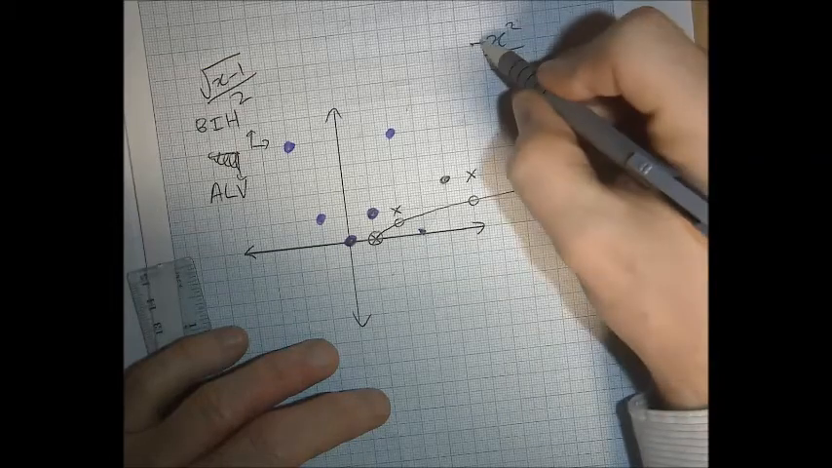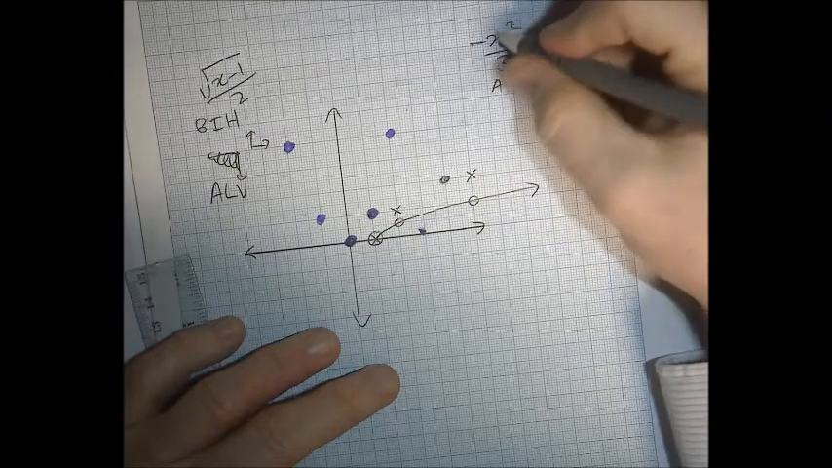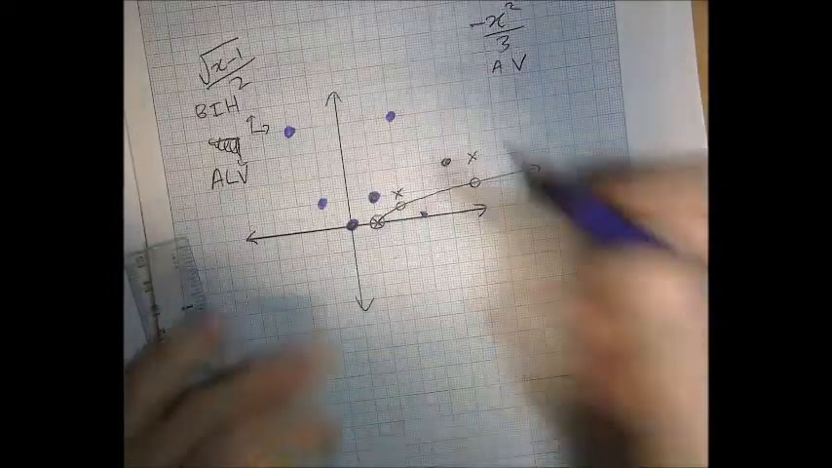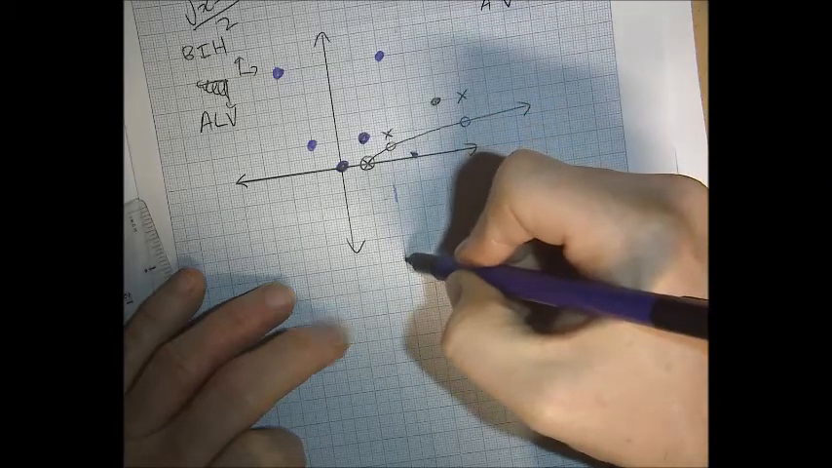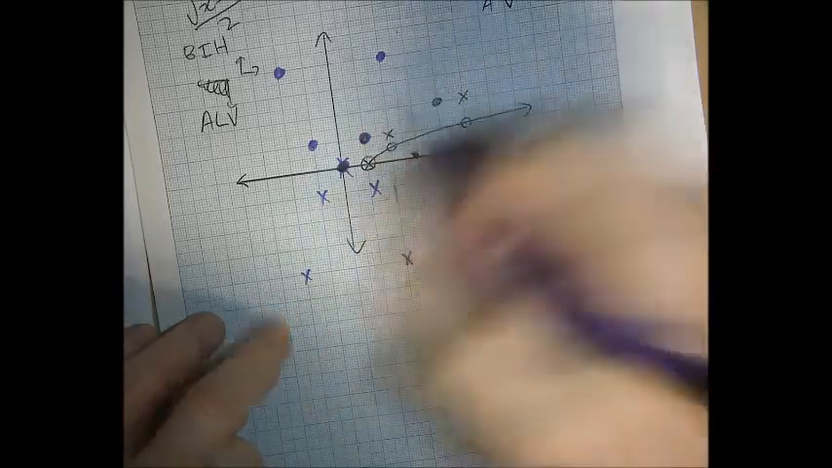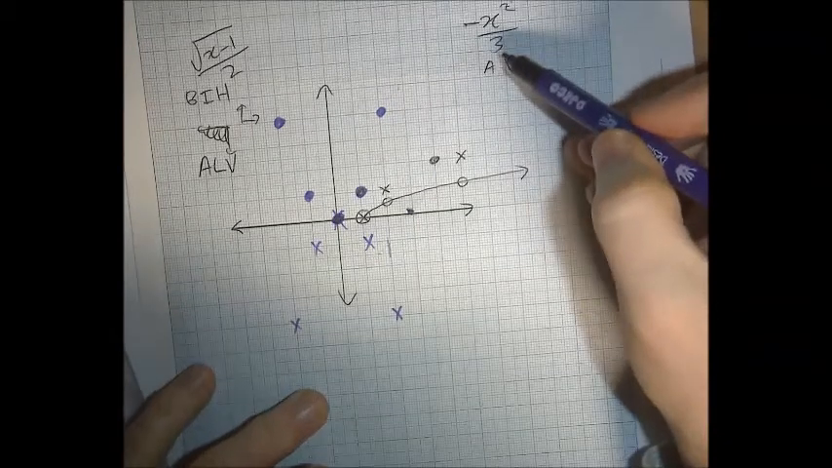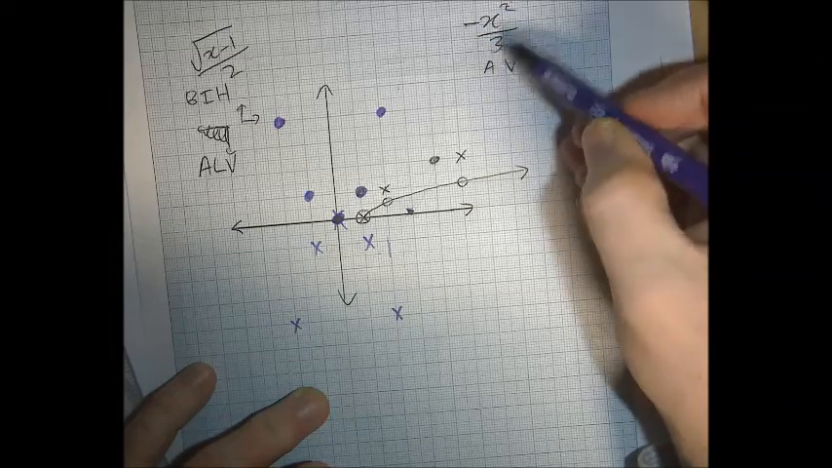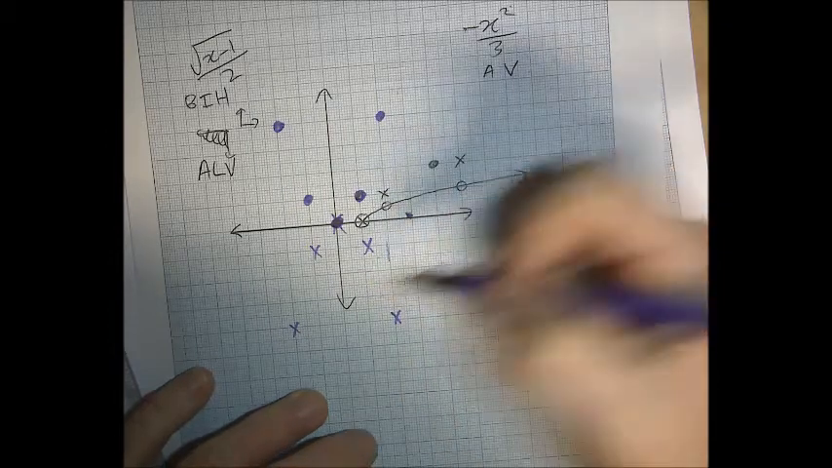So first I'm going to handle the negative. When it's after, it's logical and vertical. There's no such thing as a logical or illogical flip, but it's certainly a vertical flip. So these purple dots are going to become purple crosses, and now I'm going to handle the division by 3. When I see a division by 3, I think contraction, and because the division by 3 would occur after the squaring, it's a vertical contraction. So I'm going to take all the y-coordinates and divide them by 3.